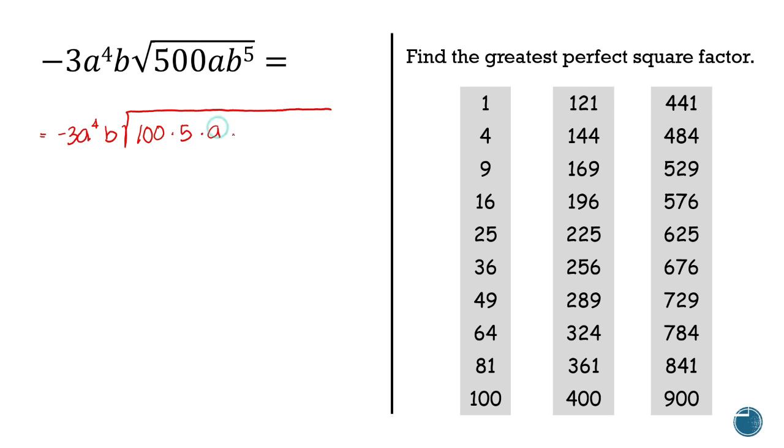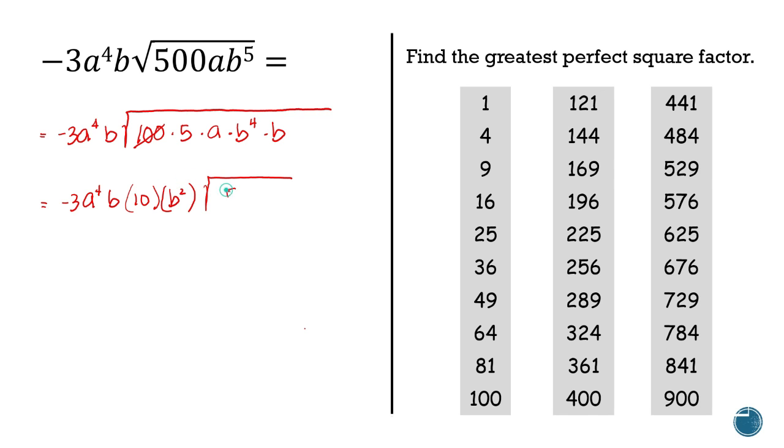A is just A, and then that B, I'm going to factorize that. It will be B raised to 4 times B, because we want to factor out an even exponent from that B raised to 5. All right. Equals negative 3A raised to 4B. What is the square root of 100? It's 10. So, and then the B raised to 4, what is the square root of B raised to 4? So divide that 4 by 2, so that's going to be B squared.